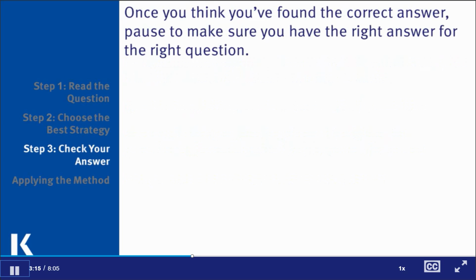And now we're on to the final step in the Kaplan method for math. Step 3, check your answer. There are a number of important aspects to consider in this step to make sure that you have answered the question correctly. First, review what the question is actually asking you for. Refer back to your jot notes from step 1.